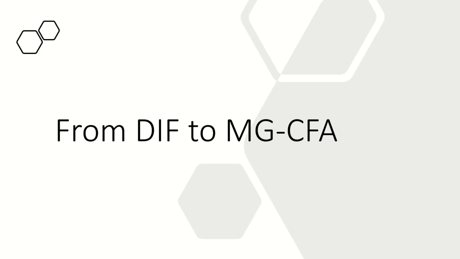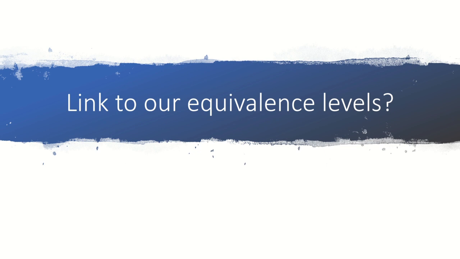Hello back. So now, after a quick excursion into differential item functioning, let's see how that actually relates to what we're doing with multi-group CFA. But before we get there, how could we link these differential item functioning parameters to our equivalence levels?